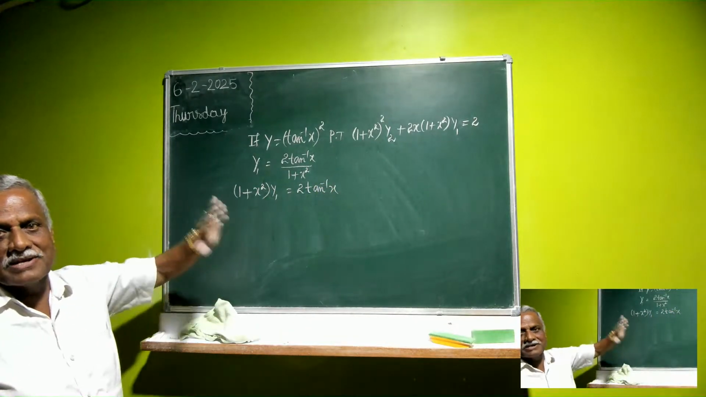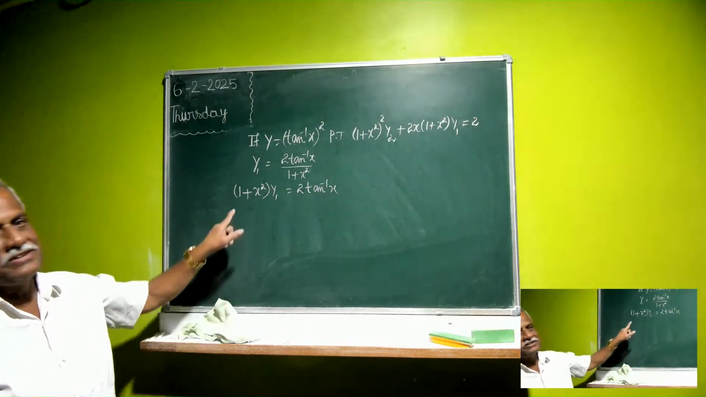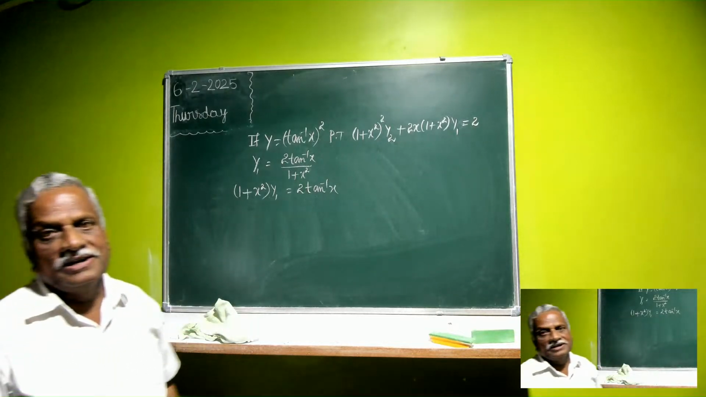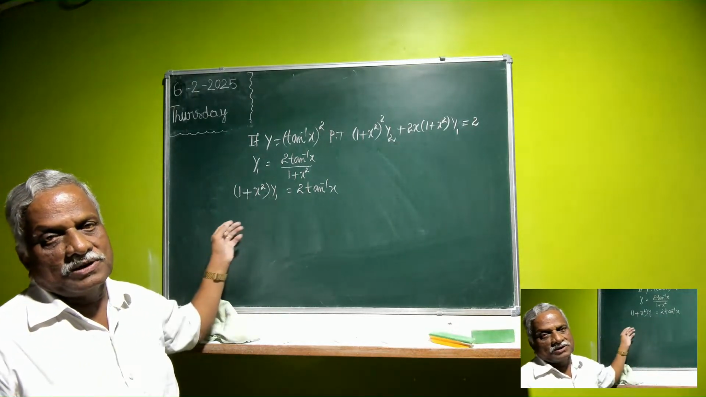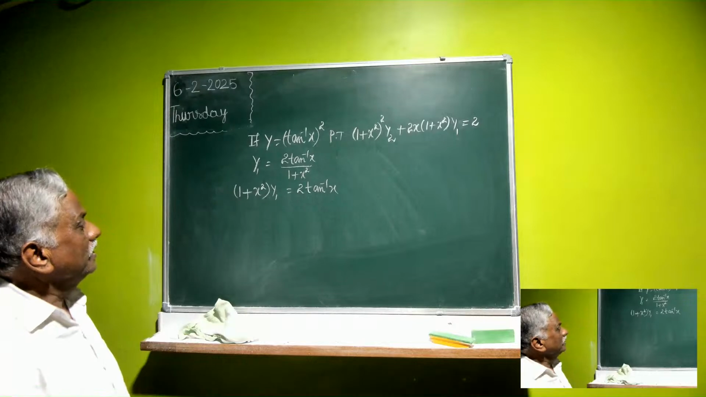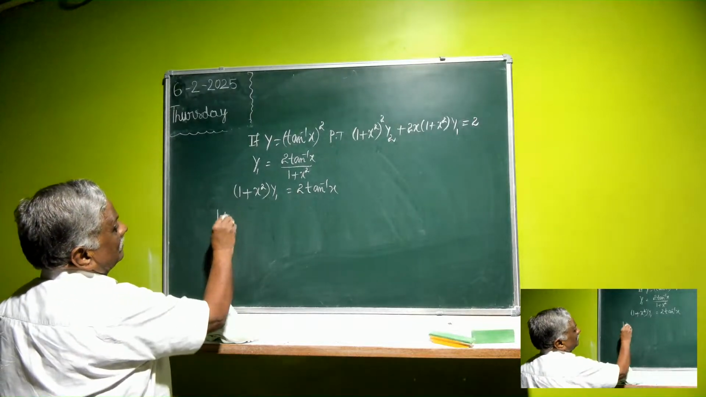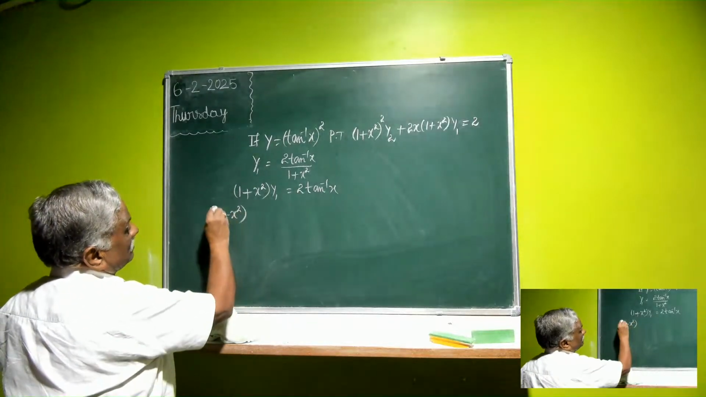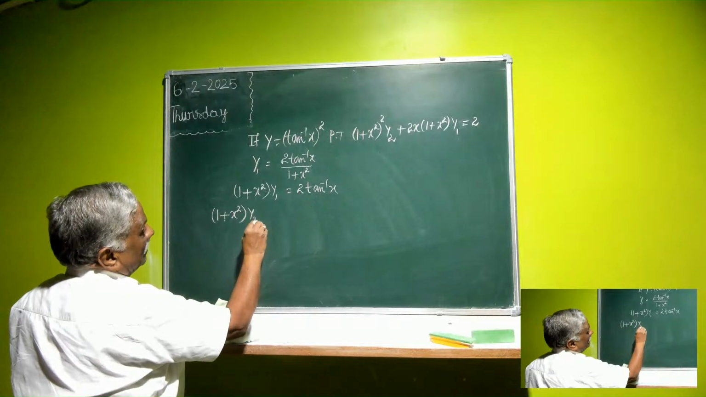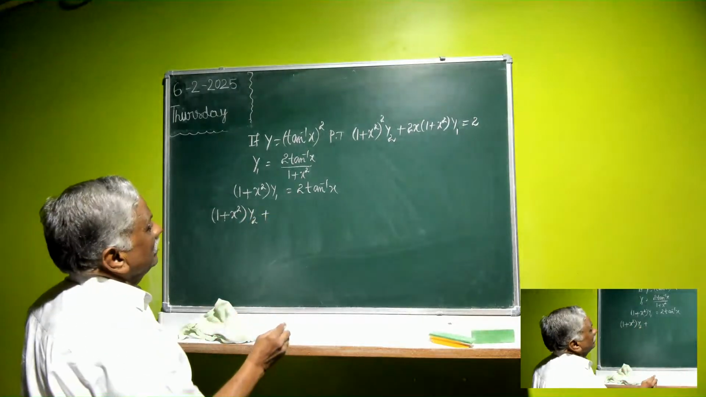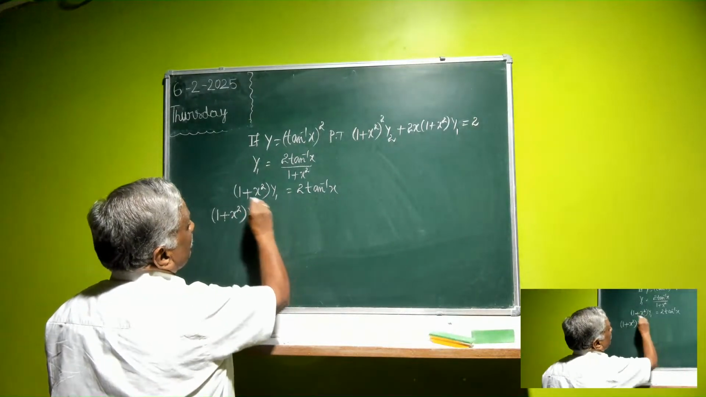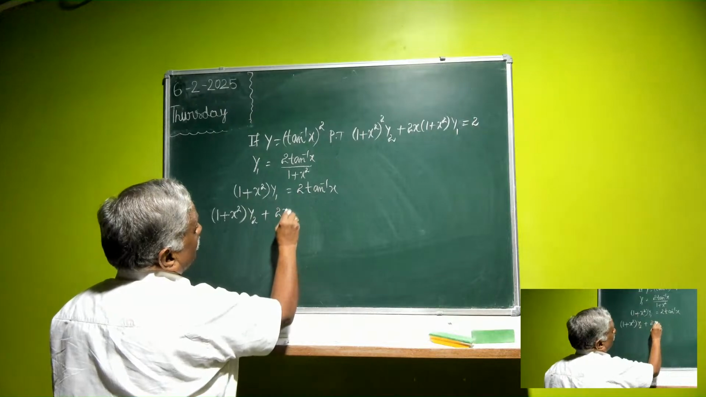This step is same as the previous problem. The only change, instead of root of 1 minus x square, you have 1 plus x. So what is the procedure? Product rule. Keep 1 plus x square as it is. Differentiate y1, you get y2. Keep y1 as it is. Differentiate 1, that is 0. You get 2x y1.